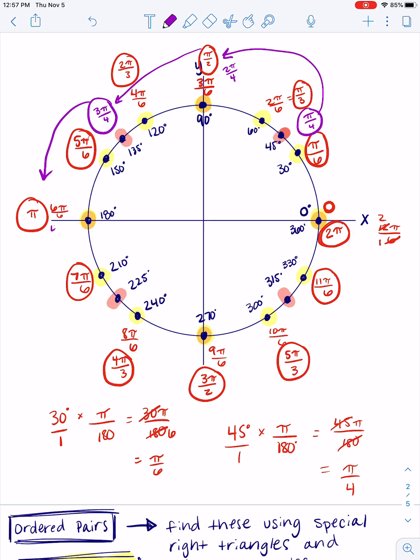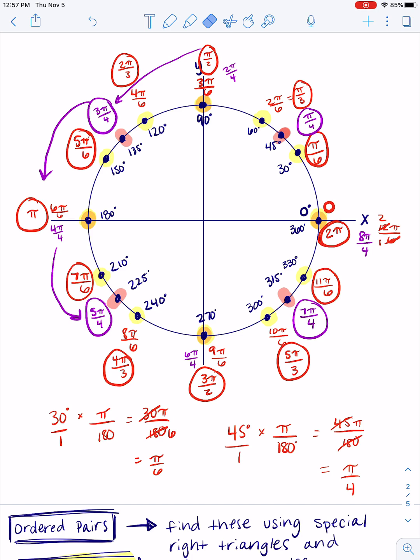This would technically be 4 pi over 4. That also reduces to pi. So that's already reduced for us. We don't need to do it again. The next one in the middle here is 5 pi over 4. The next one is 6 pi over 4, and then 7 pi over 4. And then the last one would be 8 pi over 4. Again, we already have that reduced into 2 pi.